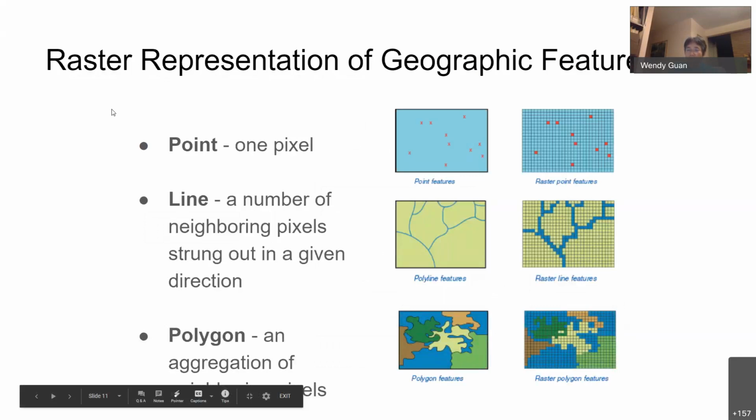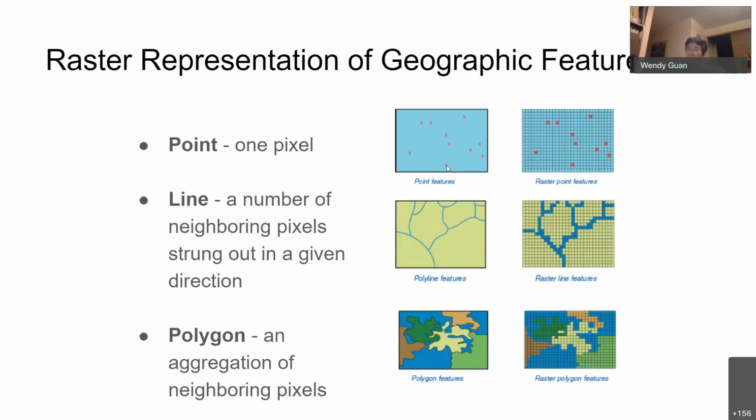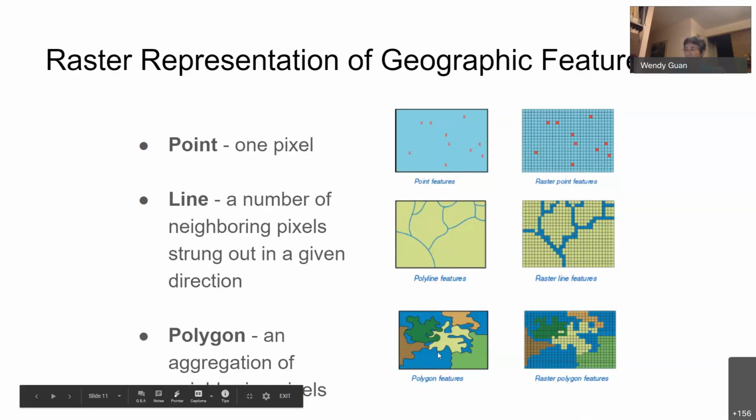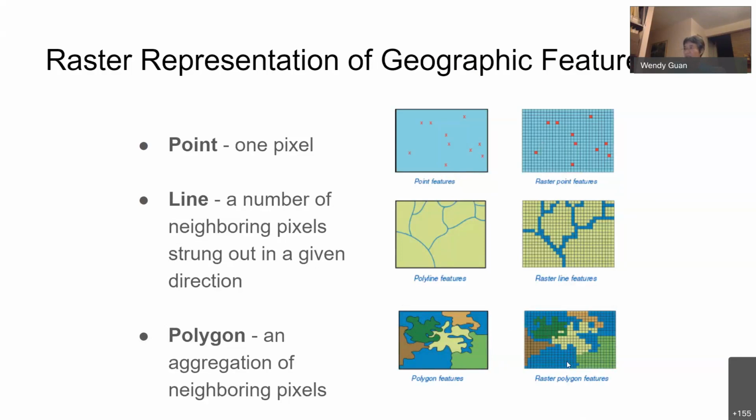When you use a raster data set to represent reality, a point is represented as one pixel. A line is represented as a string of pixels connected to each other, right? And a polygon is a patch of adjacent pixels sharing the same value. So that's a raster representation.